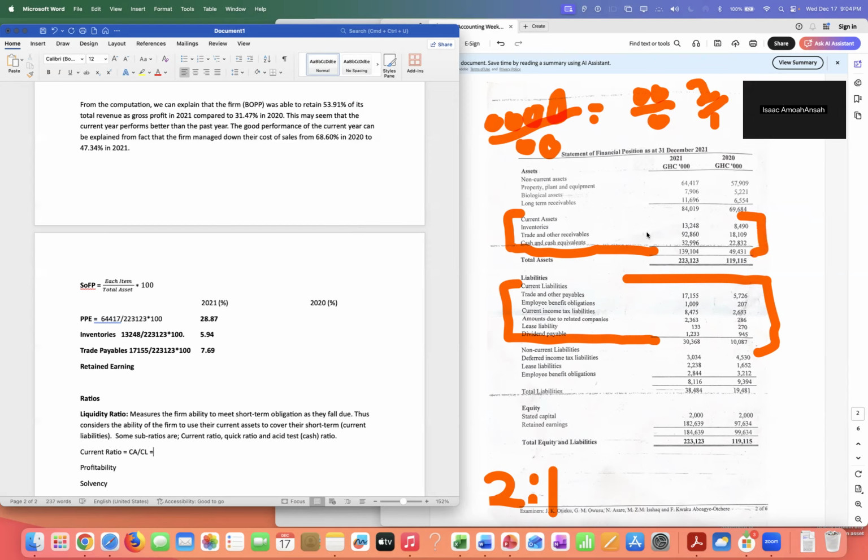What is the total current asset for 2021? This is it. This is the total current asset of 2021. 139,104.